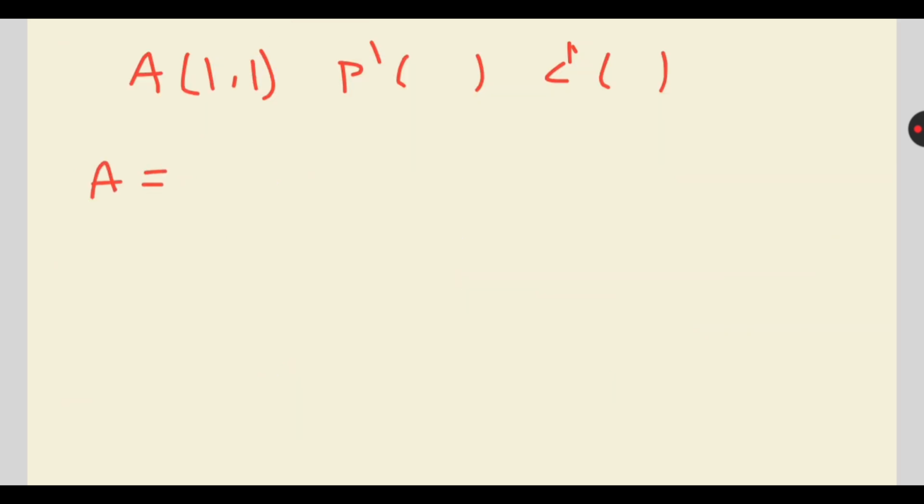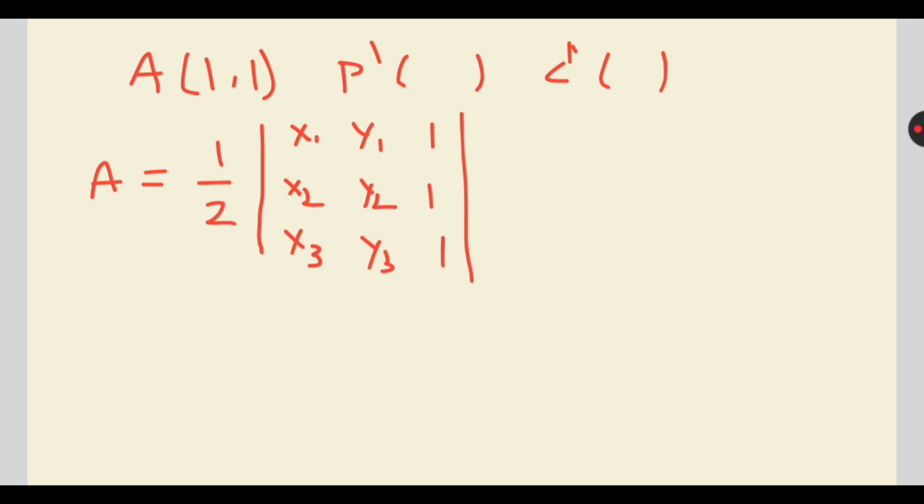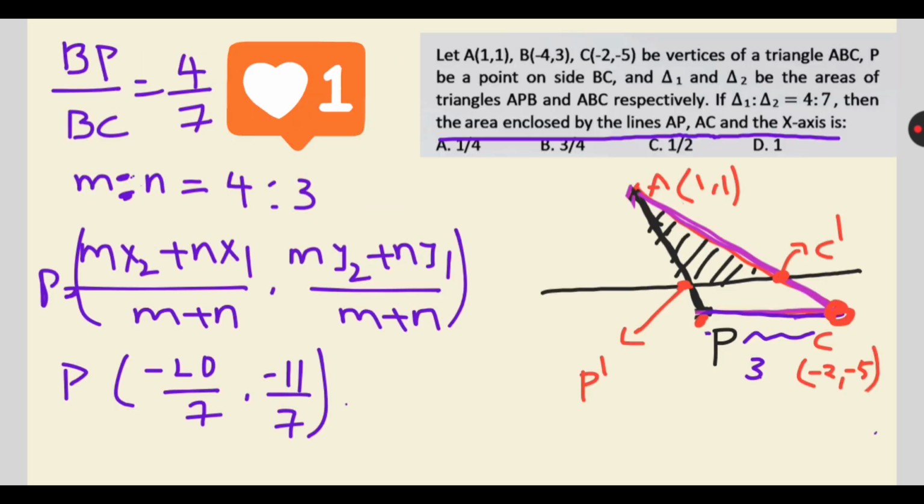So what is the formula to find the area from 3 points? Half times the modulus of the determinant with rows x1, y1, 1; x2, y2, 1; x3, y3, 1. Using this formula, we can easily find the area. That means we need to find P dash and C dash here. How can you find P dash? If you know the AP line equation and the AC line equation, using those line equations you can get the values of P dash and C dash, isn't it? So first let's find the equations of AP and AC.